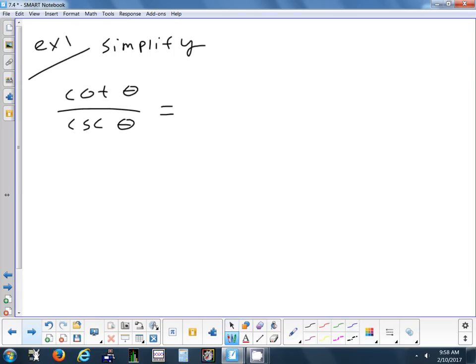We're going to try to change everything here into sines and cosines. Let's start with cotangent. Zach, can you tell me how to rewrite cotangent in terms of sines and cosines? I don't remember off the top of my head. You want to help out, Trevor? Yeah, it's cosine over sine.